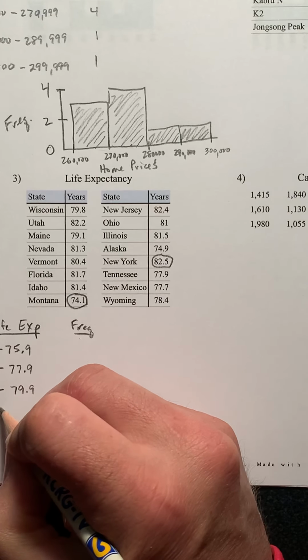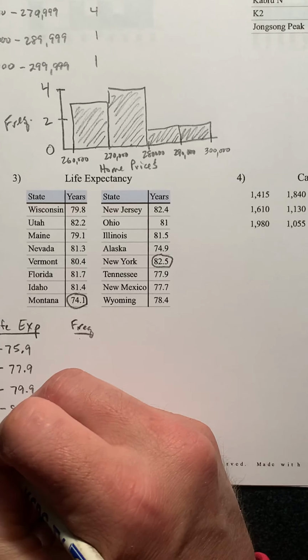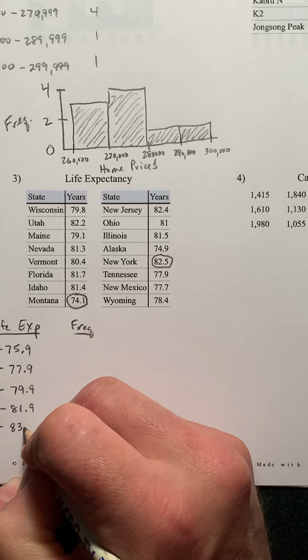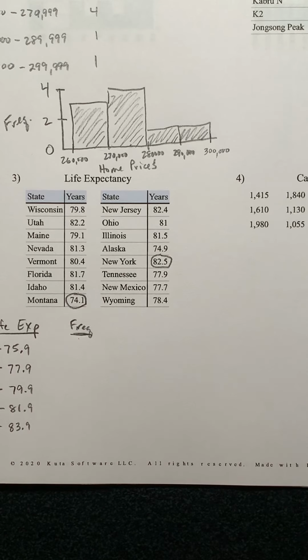78, notice we have the pattern going on here, 79.9. We have 80 to 81.9, and it looks like I need one more here. So we're going to go 82 to 83.9. And we need to figure out how often each of these happen.